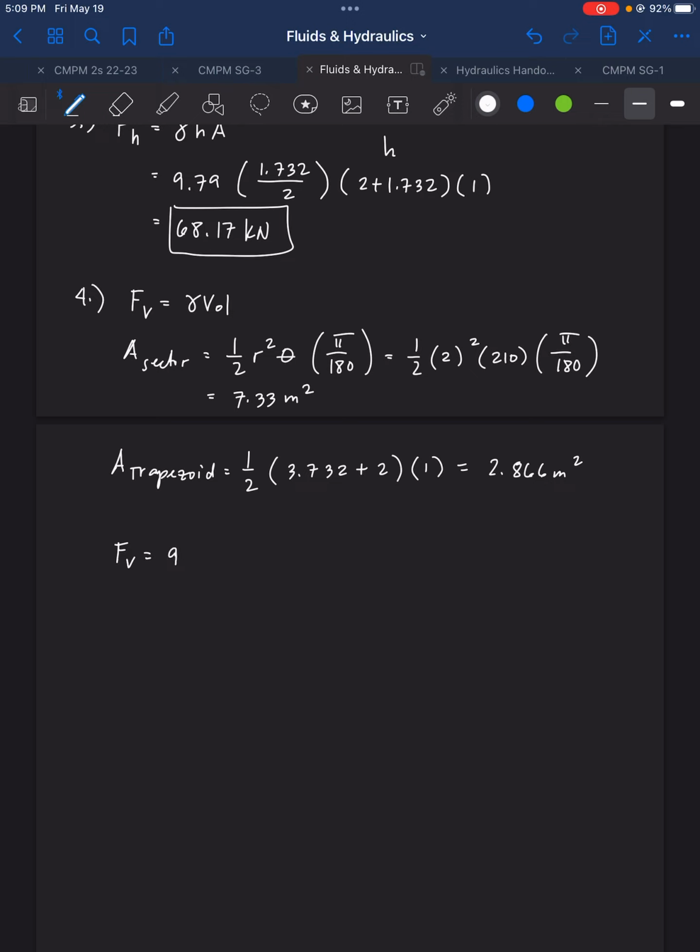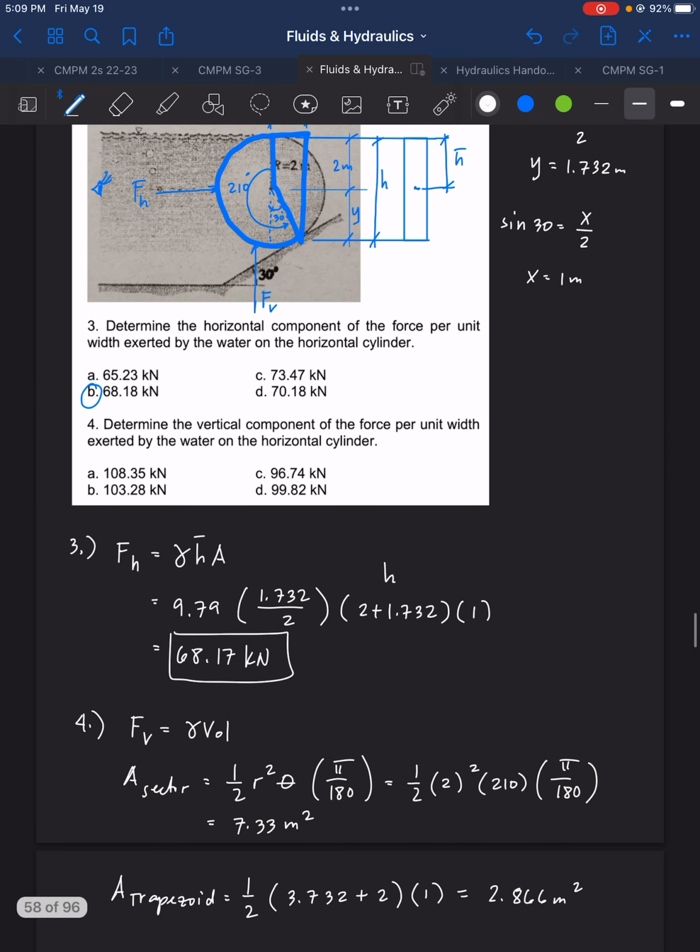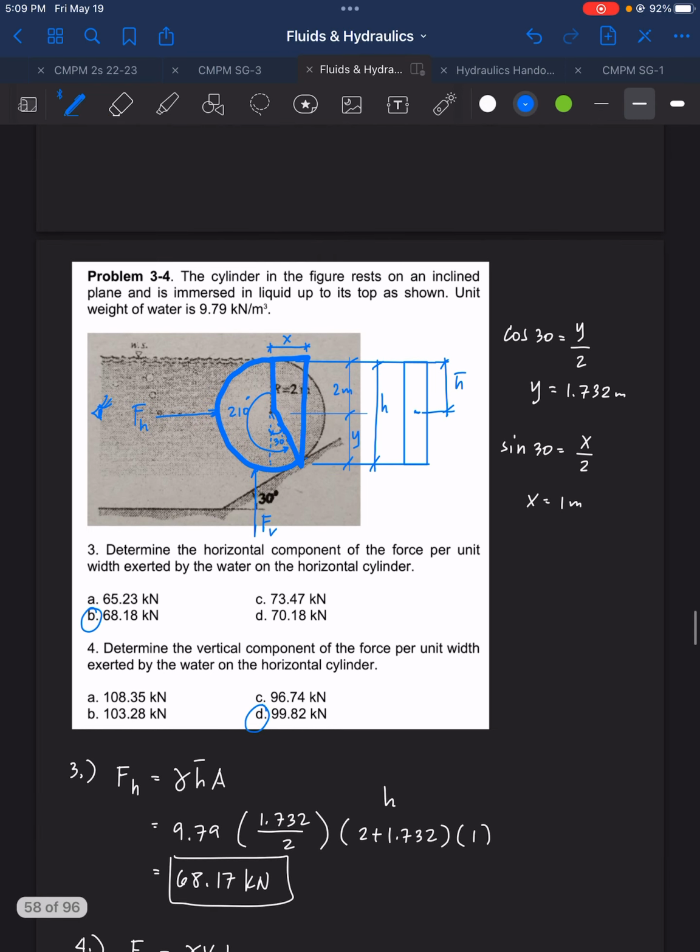Therefore, we now have F_V equals gamma of the water 9.79, multiplied with 7.33 area 1 plus the area 2, 2.866 multiplied with 1 per meter width. So that's the per meter width. That is equal to 99.82 kilonewton. So from the choices, we have here 99.82, letter D. So that's for number 3 and 4.